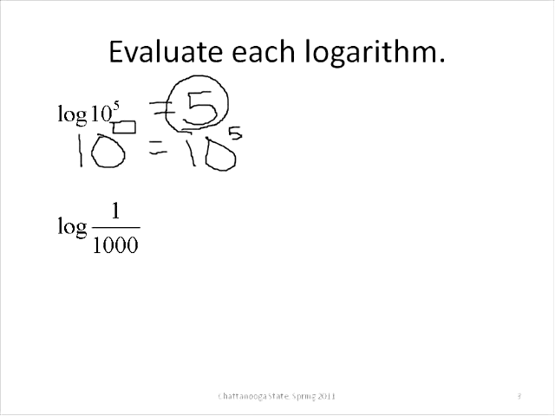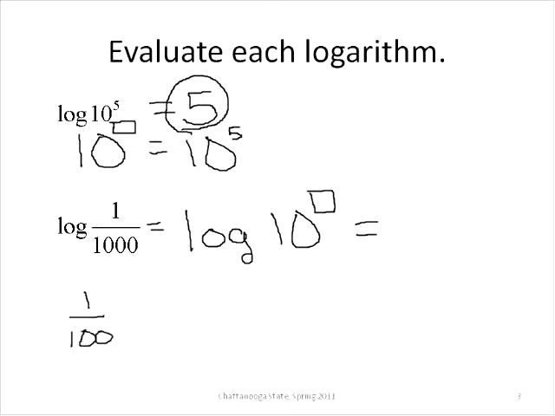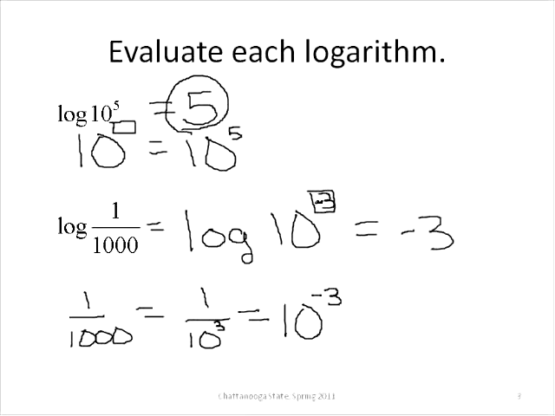On this next one, the log of 1 over 1,000, we need to be able to write that as the log of 10 to a power. And this power will be our answer. So if we think about 1 over 1,000, what we know is 1,000 is 10 to the 3rd power. So if we have 1 over 10 to the 3rd power, that's the same as 10 to the negative 3rd power. So the log of 1 over 1,000 is the log of 10 to the negative 3rd power. So our answer would be negative 3.